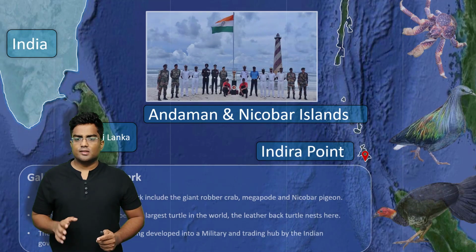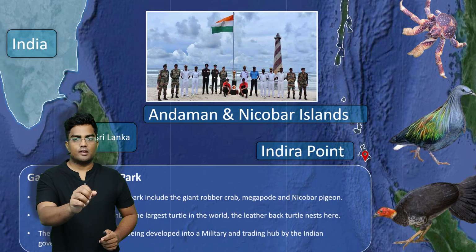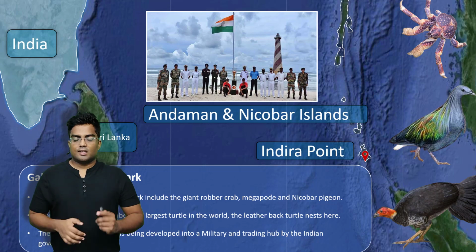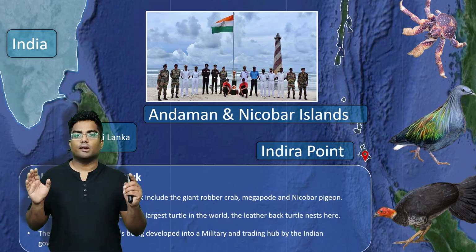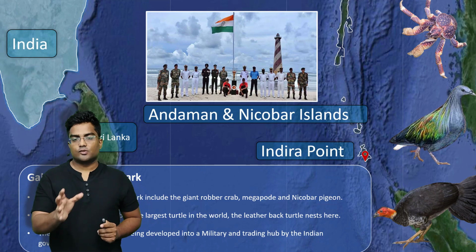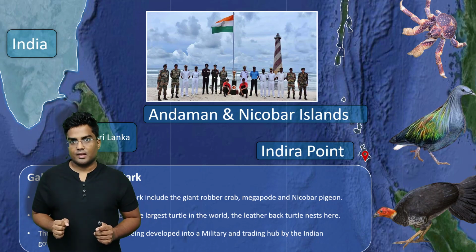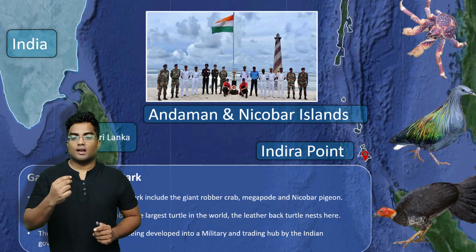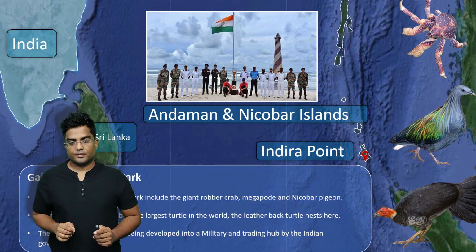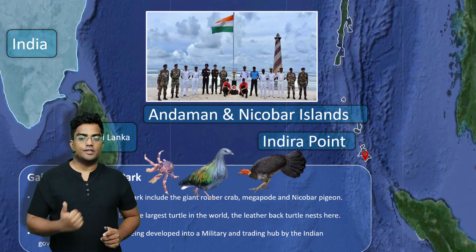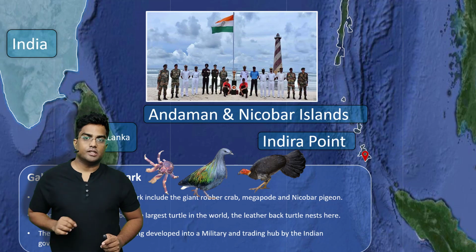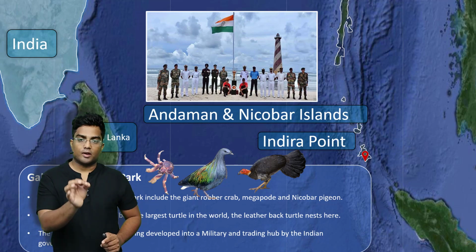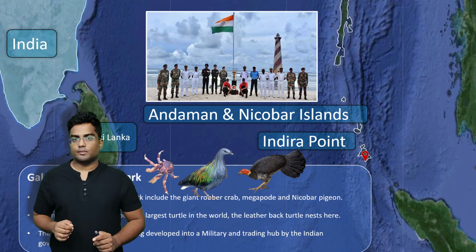Now, this is the picture of Indira Point, and there is an important lighthouse there, right? Now, there is an important national park located in this particular region. Now, UPSC loves national parks, and that is why we are going to discuss it. So, the national park is known as Galathea National Park, and it's famous for a few endemic species like giant robber crab, megapode, and Nicobar pigeon, right?